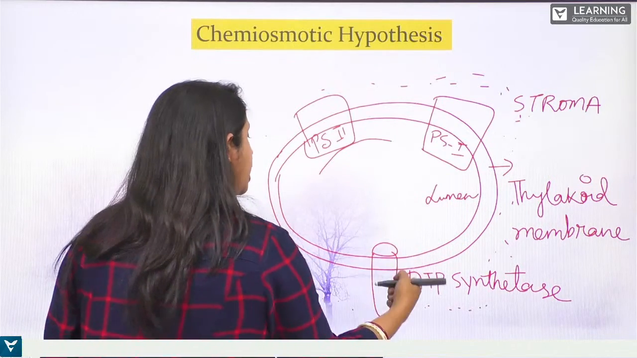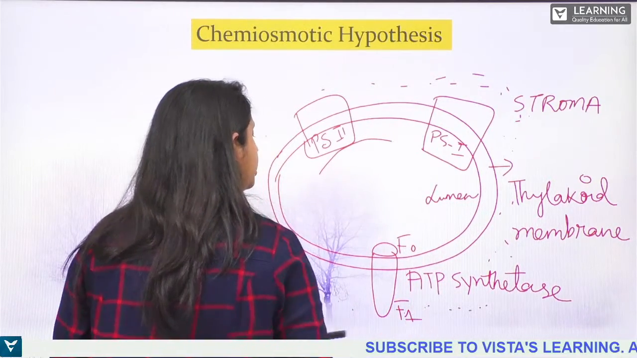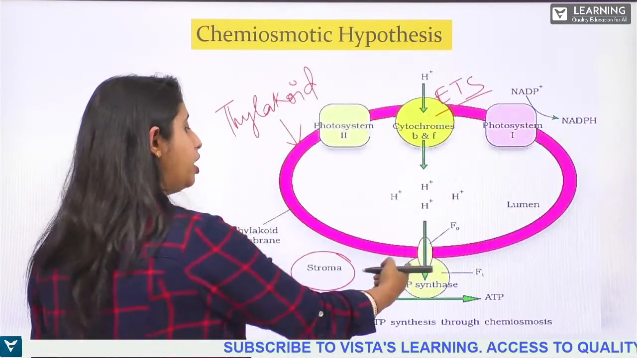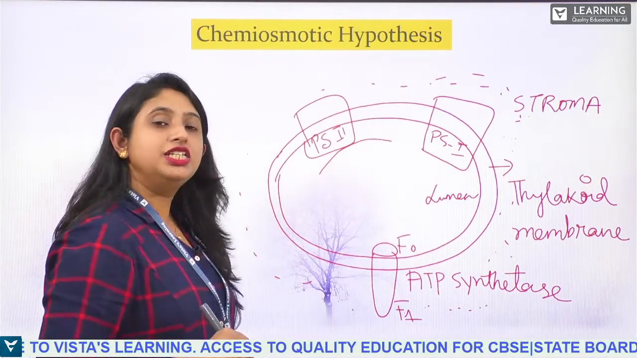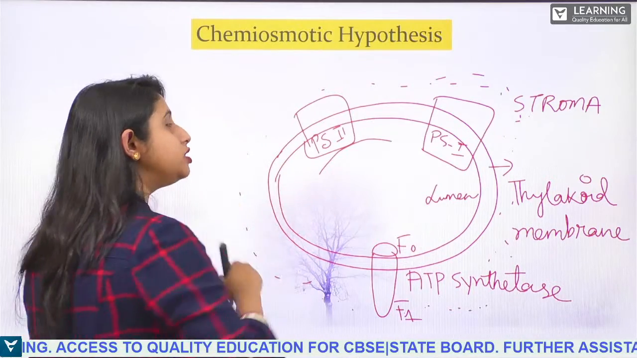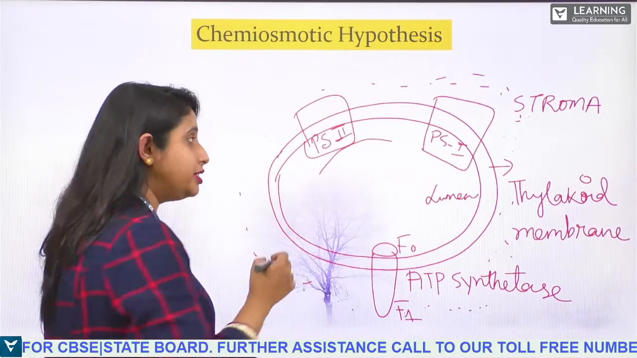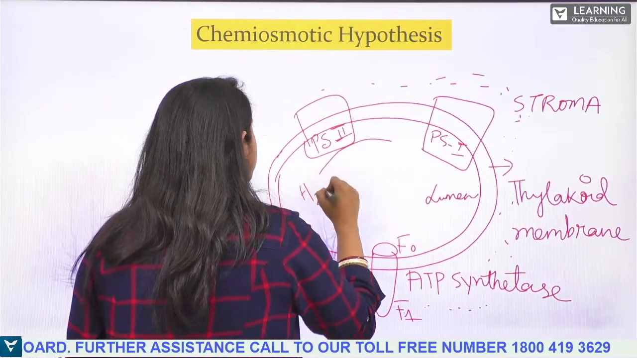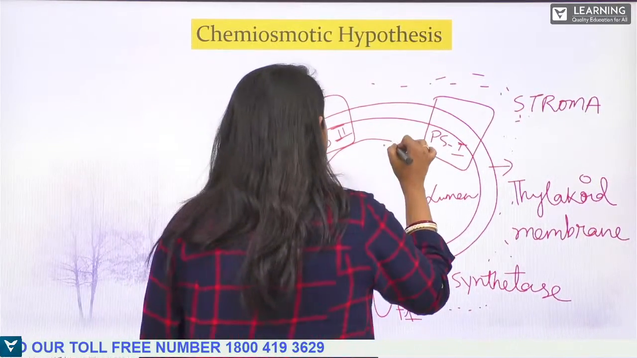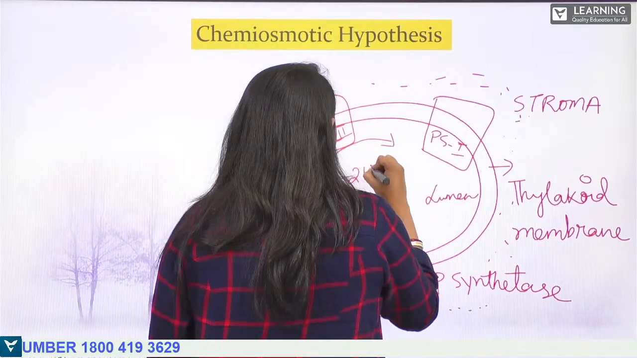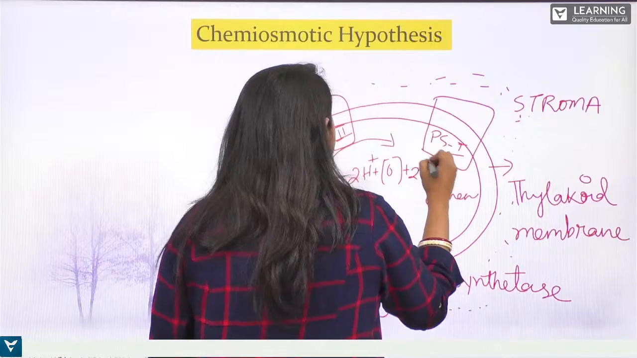So see here, this is having the F0 and F1 particle. As you can see, during the process of photolysis in photosystem 2, the splitting of water is taking place. Water is split into what? 2 hydrogen plus oxygen and 2 electrons, isn't it?